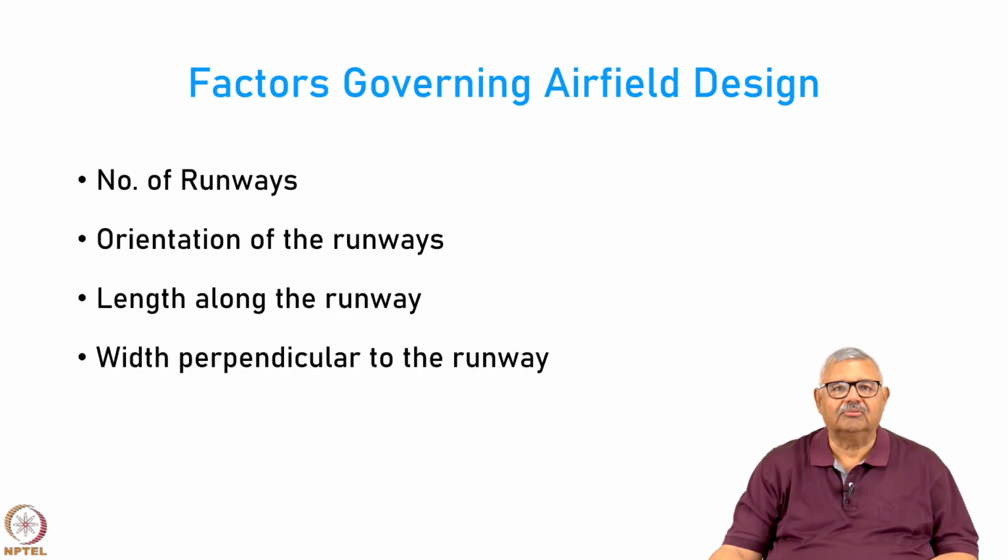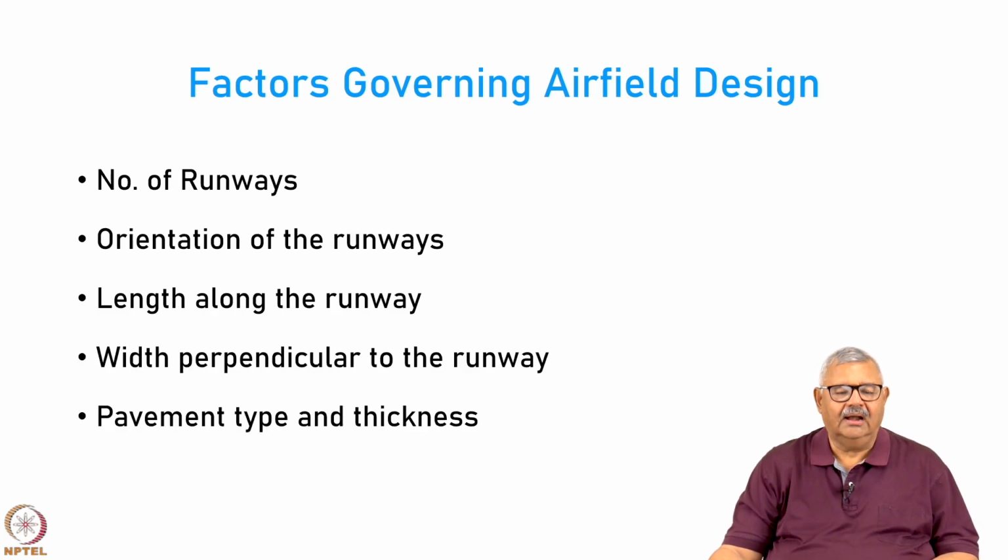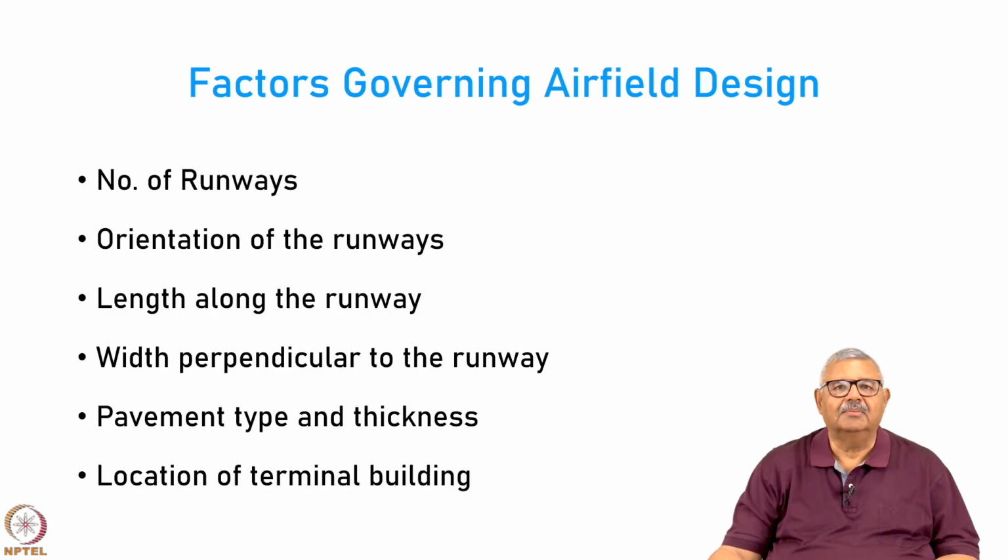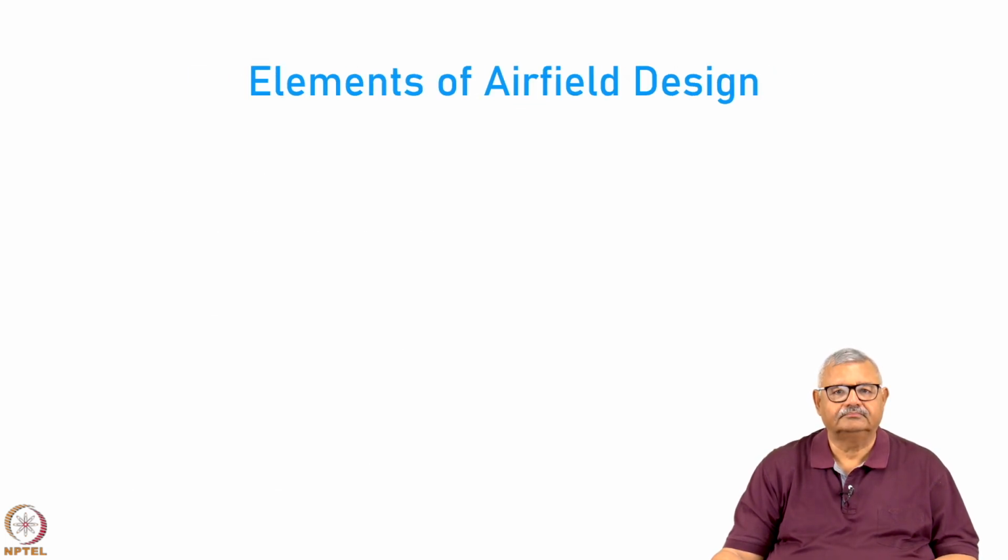The width perpendicular to the runway depends on the location of the terminal building and other areas, and the pavement type and thicknesses. There are rigid pavements and then there are flexible pavements, and both of them come with several thicknesses. And finally, the location of the terminal building could be at one end of the airport or one side of the airport or in the center of the airport with runway on either sides. All of that decides the design of the airfield.